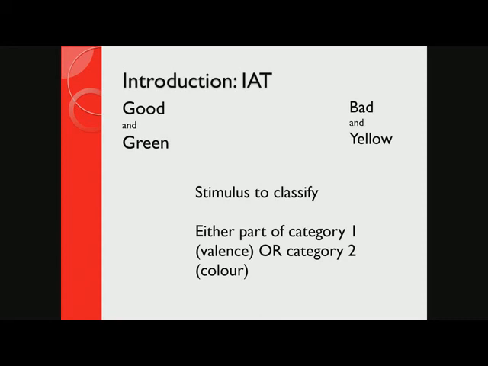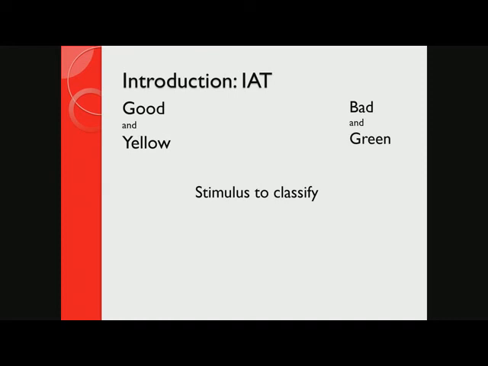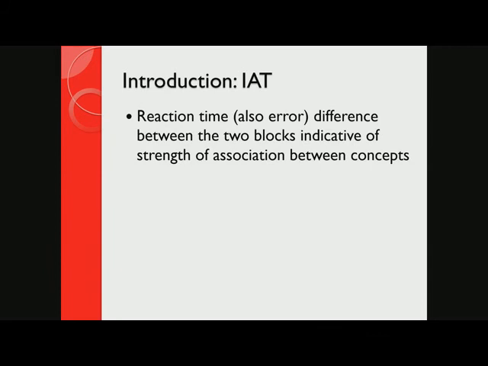So good stimuli have the exact same response as green stimuli, and bad stimuli have the exact same response as yellow stimuli. Then what happens in the second crucial block is that one of the categories changes places. So now good and yellow stimuli share a response button, and bad and green stimuli share a response button. And then the difference in reaction time, and by the way also in errors, between the two blocks is indicative of the strength of the association between concepts.